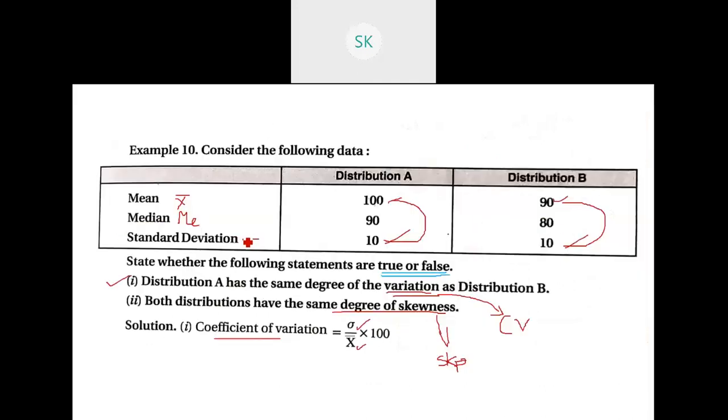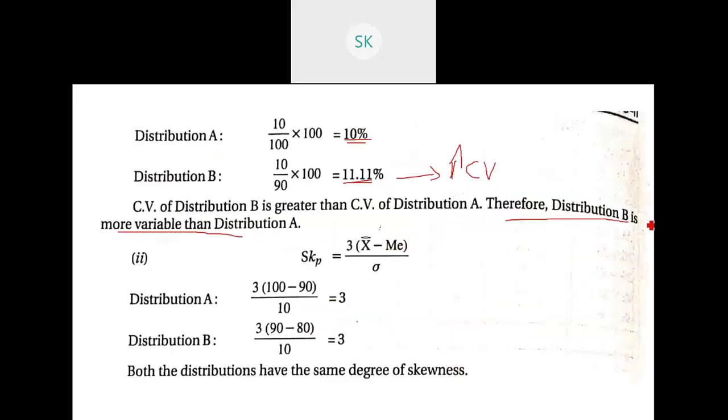Distribution B is more variable than distribution A, which means this first sentence, which says same degree, is a false statement. Distribution A has the same degree of variation as distribution B is a false statement. So what is the actual answer? Distribution B is more variable. It is not the same degree of variation. So the first statement is false.